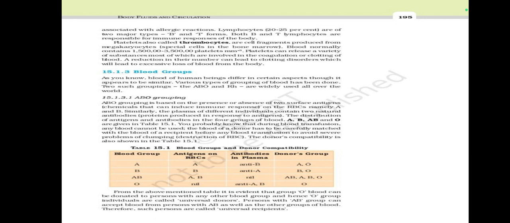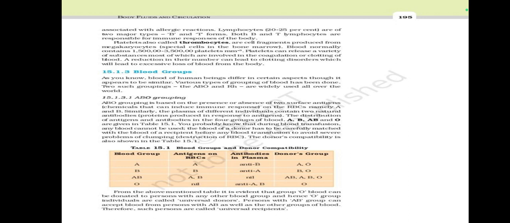Similarly, the plasma of different individuals contain two natural antibodies, proteins produced in response to antigens. The distribution of antigens and antibodies in the four groups of blood, A, B, AB, and O, are given in table 15.1. You probably know that during blood transfusion, any blood cannot be used.